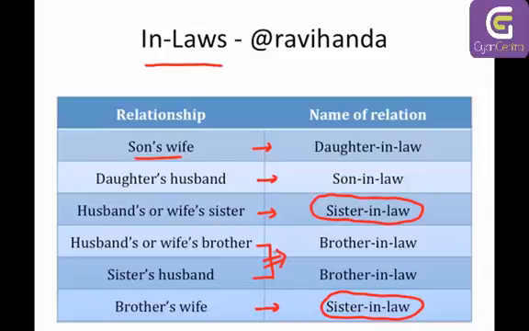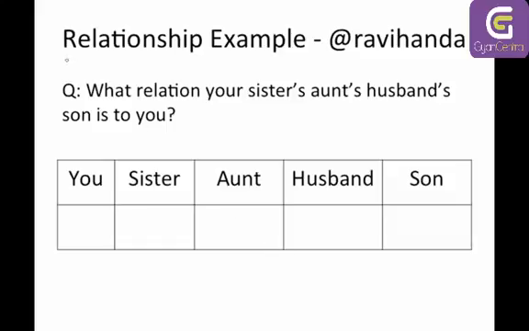To continue, let us look at the questions. The questions are typically of two types. One, in which your blood relations are checked. Let's look at a relationship example. In this, you're given a statement like this: what relation is your sister's aunt's husband's son to you? Something like this. Here, there is no need to draw a family tree. We'll get to the family tree later.